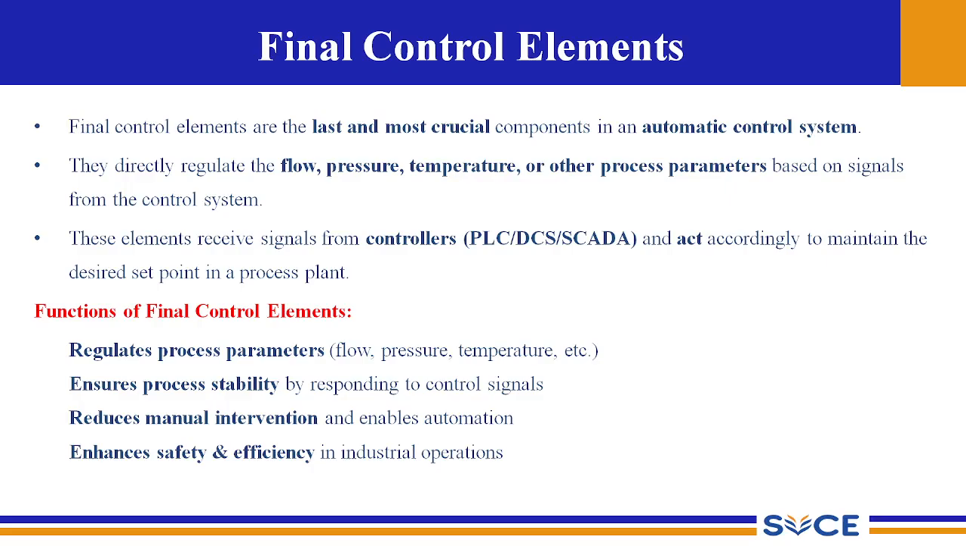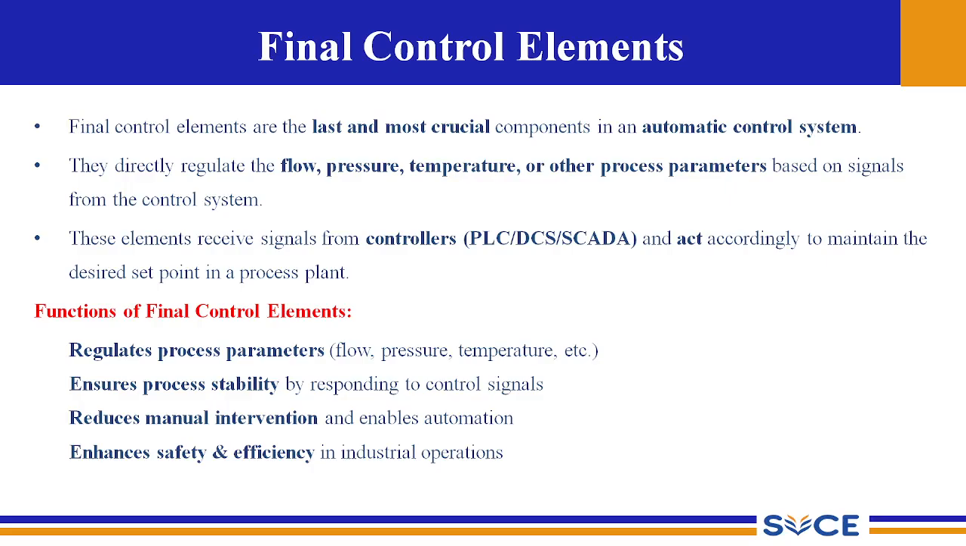The controllers will be PLC. PLC means programmable logic controllers. DCS means distributed control systems. Then SCADA is supervisory control and data acquisition. So these are all the controllers which are used in an automated chemical plant or a process plant. And the final control elements are the instruments which will receive those signals from the controllers, and it will act accordingly to maintain the desired set point in a process plant.